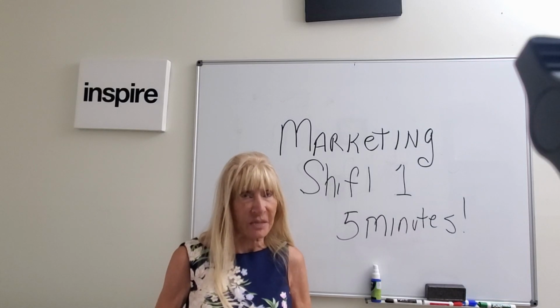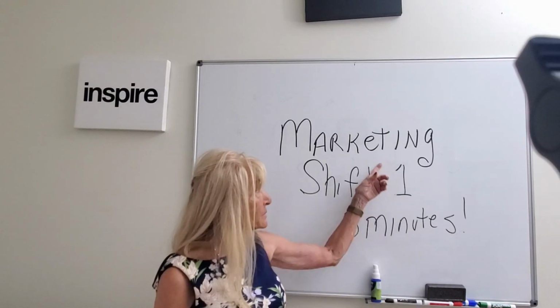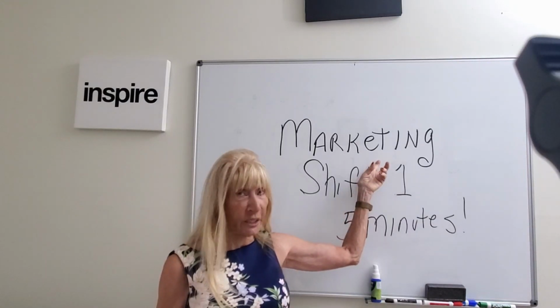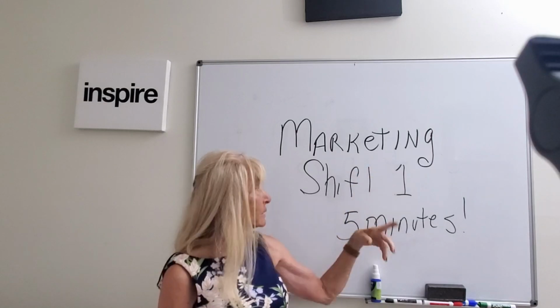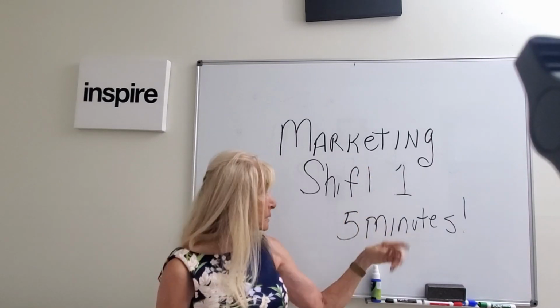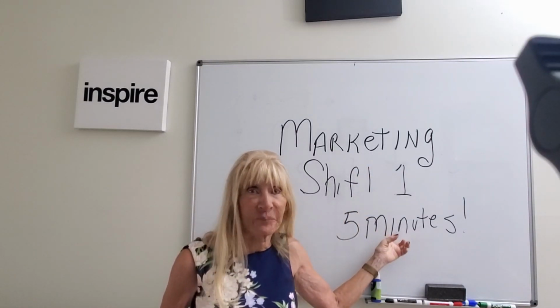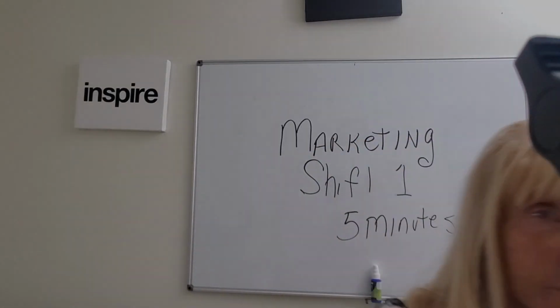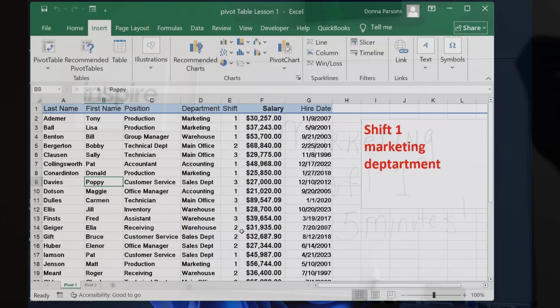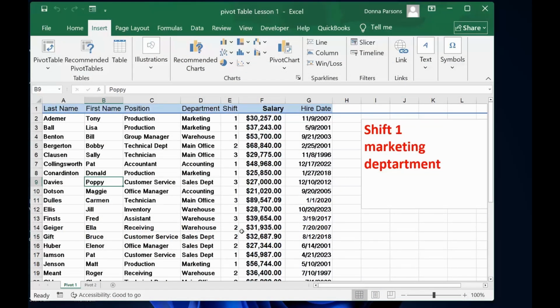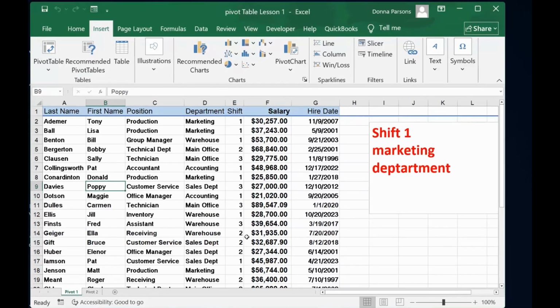So the dilemma is you get an email and you need to extract the marketing department from your data set. I need shift 1 and I need it all in 5 minutes. So let's go. So it's shift 1, marketing department, and what we need to do is extract the data that we were asked to extract. So it's marketing department, shift 1, and I want to know who's working.